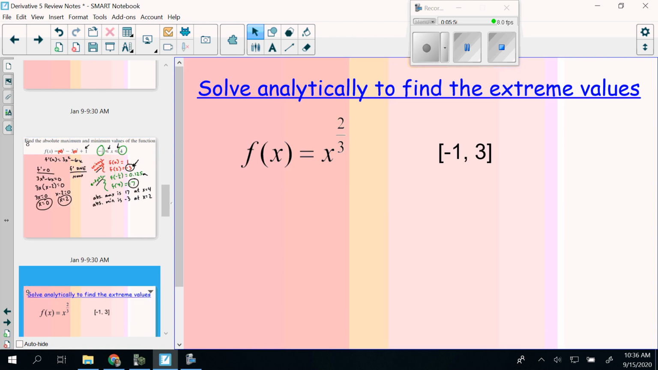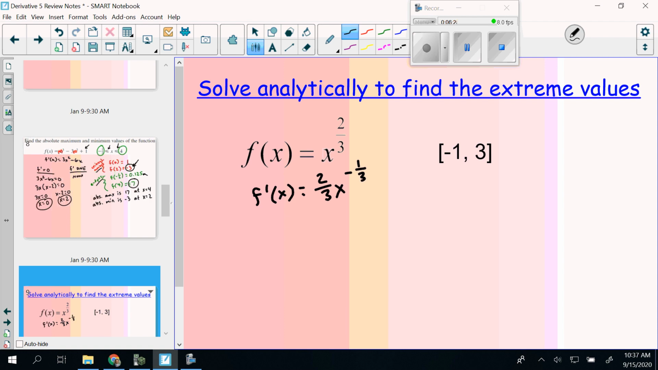Let's try another one. We want to solve this analytically to find the extreme values. So first off, is this function continuous? Yeah, we can put any value we want in for x. Is it closed? Yeah, by the brackets you can see this is a closed interval. So our conditions are met. Next thing, we want to find those critical values. So find the derivative. Here it's using the power rule, so bring down the 2/3. New power is 1 less, that'd be -1/3.